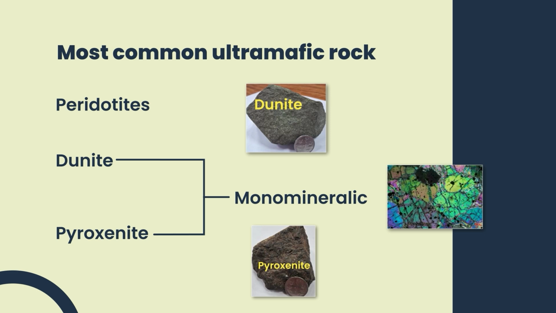A pyroxenite sample is shown here, in which pyroxene content is very high. Olivine can also be there in these rocks, but the content of pyroxene is more. So, it is called pyroxenite. So, these are the varieties of ultramafic rocks.